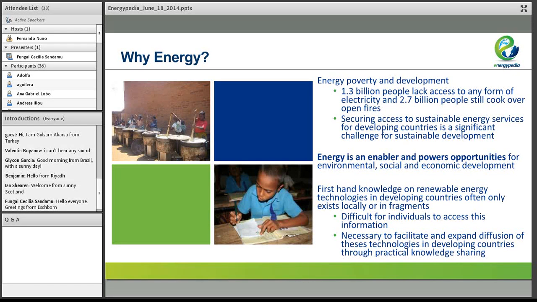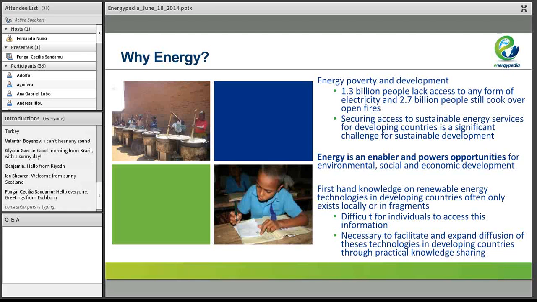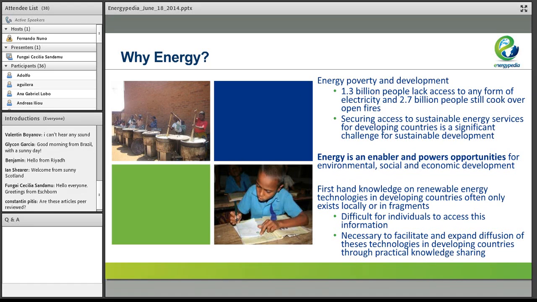So why energy? We focus on the issue of energy. As you all know, in developing countries, a lack of access to energy is keeping billions of people in poverty. It's estimated that at least 1.3 billion people are still without any form of electricity, and over 2 billion people still cook over open fires. That's something like the equivalent of the whole Chinese and Indian populations combined. We believe that energy is an enabler. It can lift people out of poverty and can power opportunities for environmental, social, and also economic development.